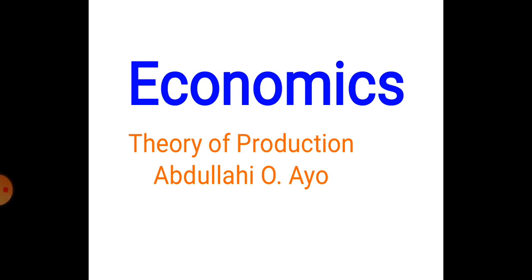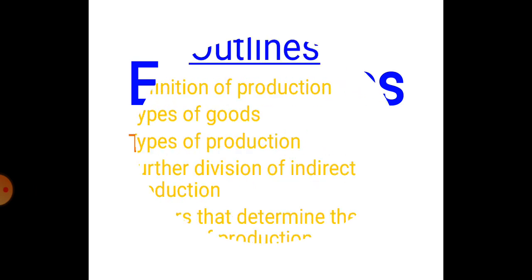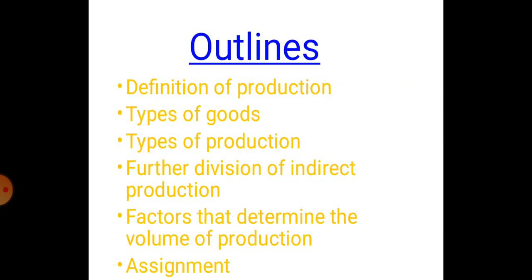Today we are revising theory of production. These are our outlines for today's revision: definition of production, types of goods, types of production, further division of indirect production, factors that determine the volume of production, then assignment immediately after watching this slide.